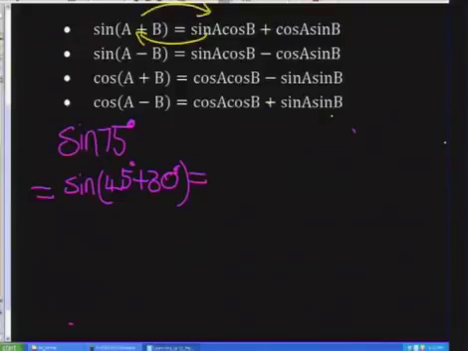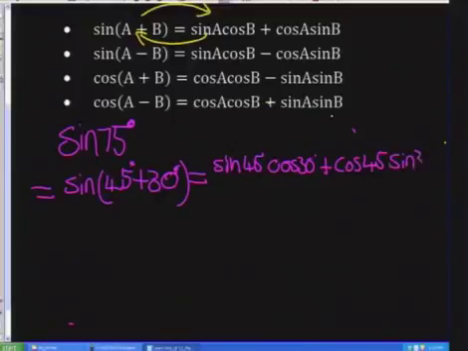So I'm going to change this into sine 45 cos 30, just using my rule. And remember, you don't have to learn it, plus cos 45, sine of 30. And this is now perfectly manageable.